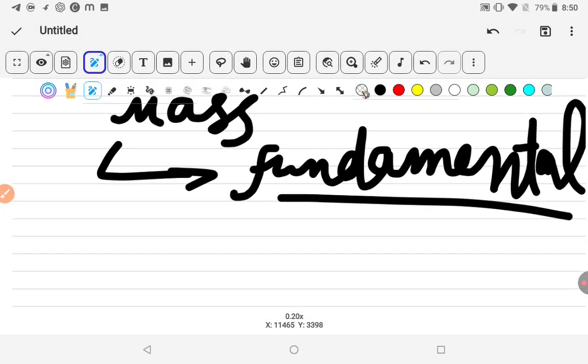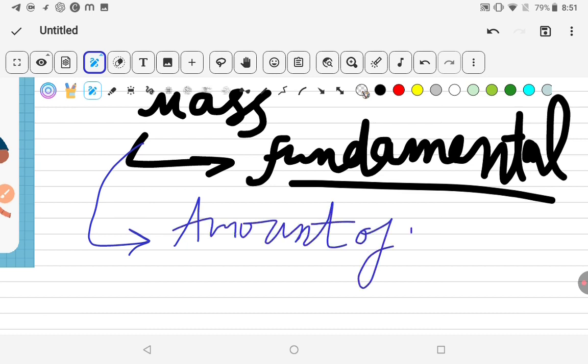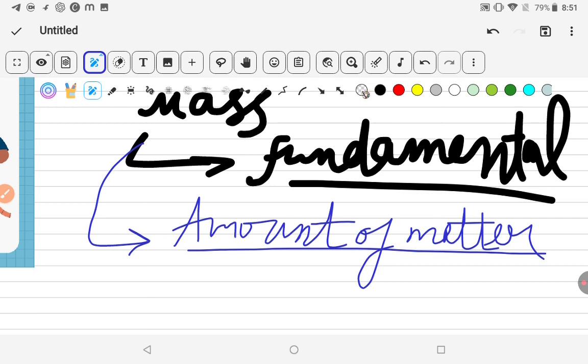Mass depends on the amount of matter present in a body. The more the amount of matter in a body, the more is the mass. So we can say it's directly proportional.